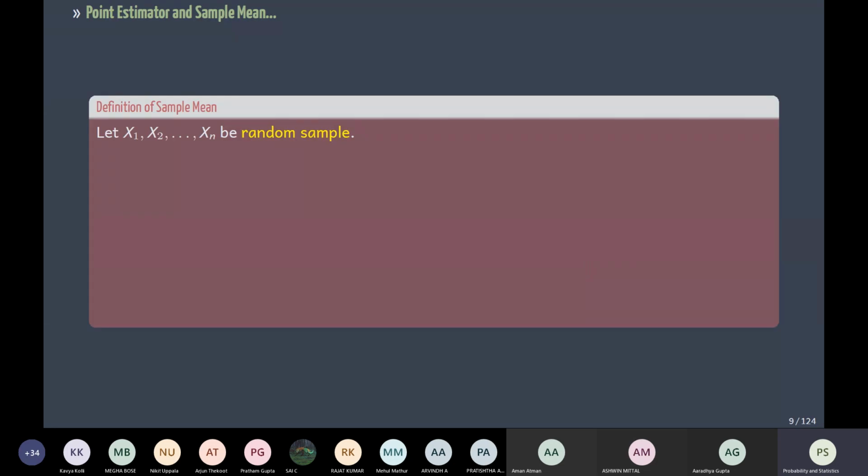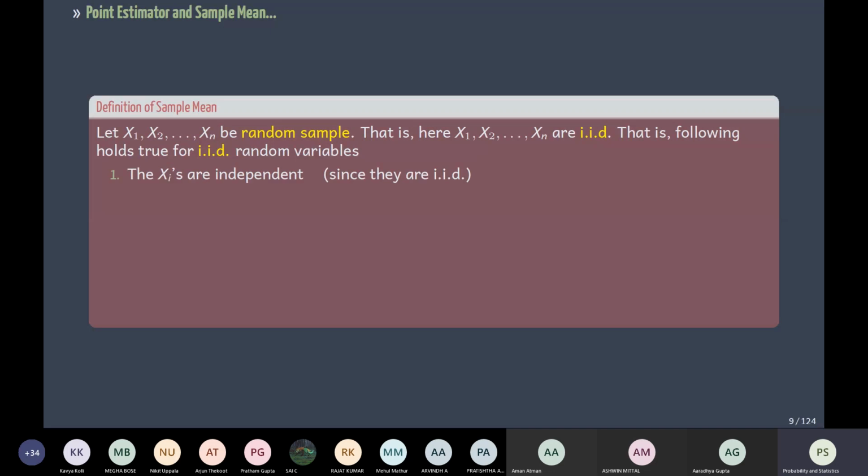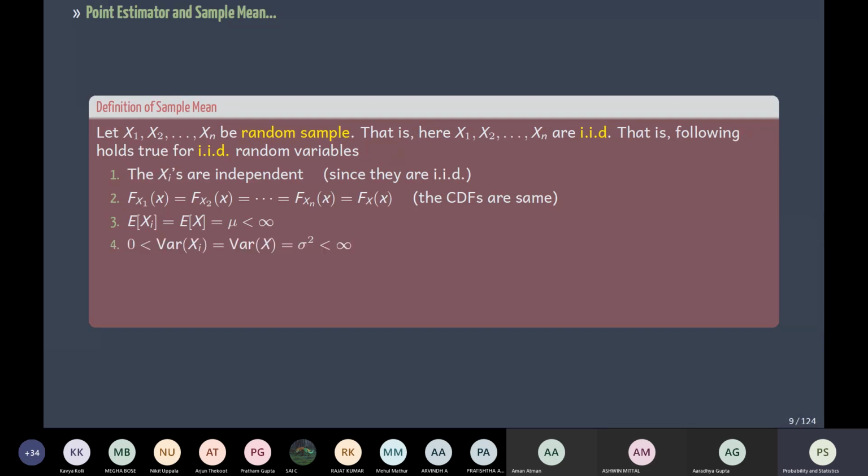Okay, now we get into the estimation part. So what are the things we can estimate from the samples? Okay, so we will almost always be working with the sample, not with the whole population. So let x1 to xn be a random sample. So they are IID. Okay, so that's given. So x1 to xn are IID random variables, and hence the following hold true. They are independent, and the CDF is the same. Okay, and expectation will be the same because they have the same distribution. Variance will be the same because they have the same distribution.